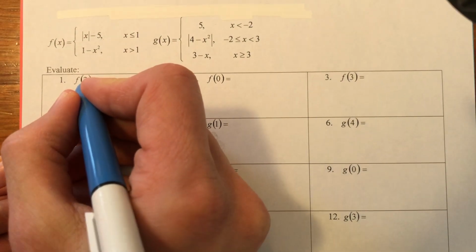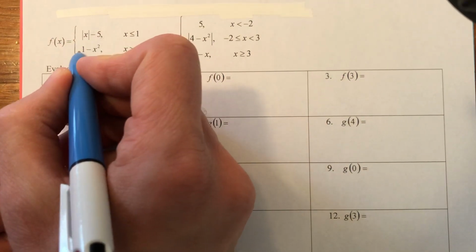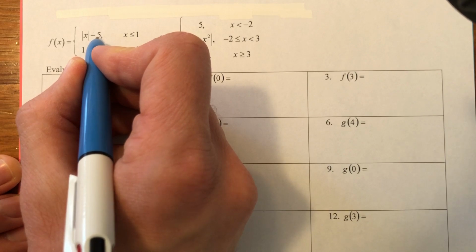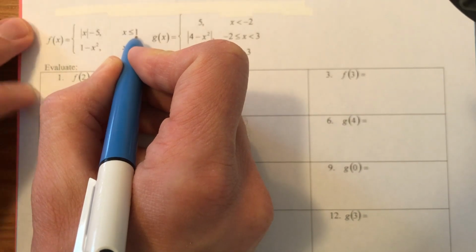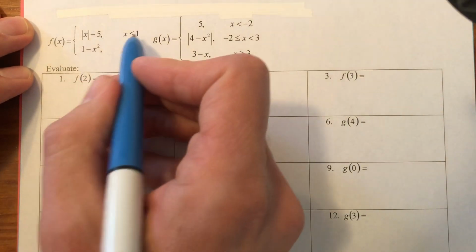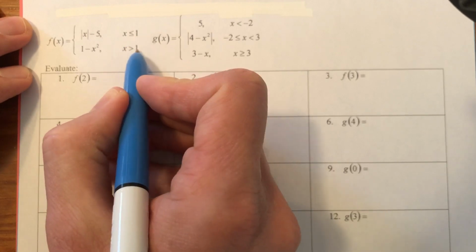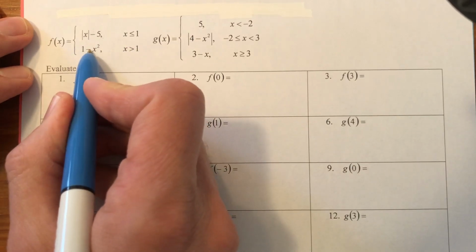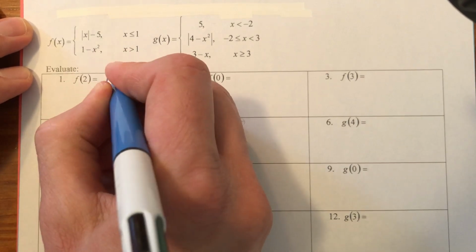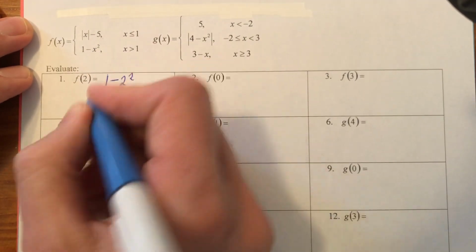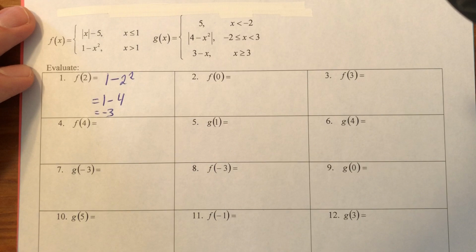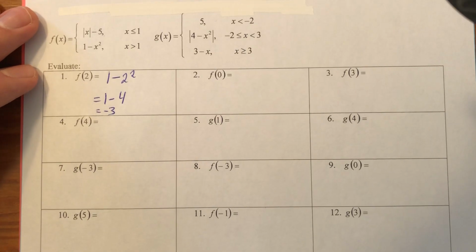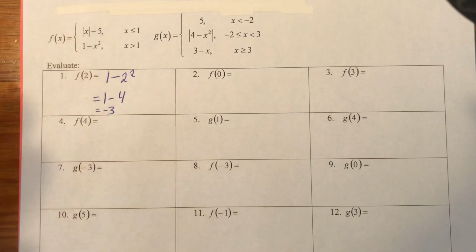So f of 2, so we're going to go here and we're going to look. Do I use this or do I use this? Well, I'll use this for x values less than or equal to 1. No, I want to know what happens at 2. Well, 2 is not less than or equal to 1, but 2 is greater than 1, so I'll use this one right here. So I'm going to go 1 minus x squared. Well, x is 2. So 1 minus 2 squared, which is 4. That gives me negative 3. Okay, and it's really straightforward. So this section will go fast. I actually do recommend that in the very near future, like within the next 30 seconds or so, you pause it or mute it and just try these on your own.